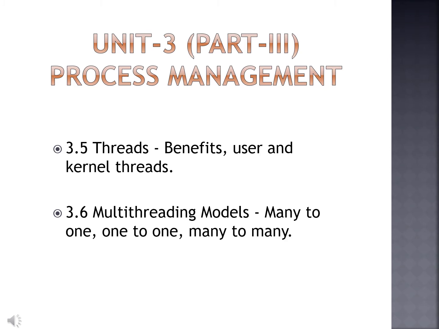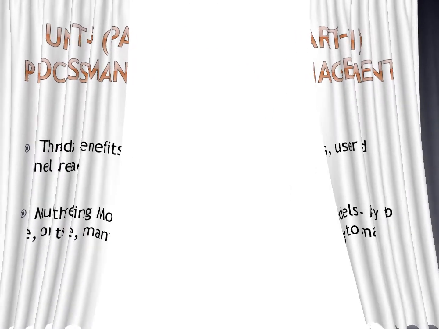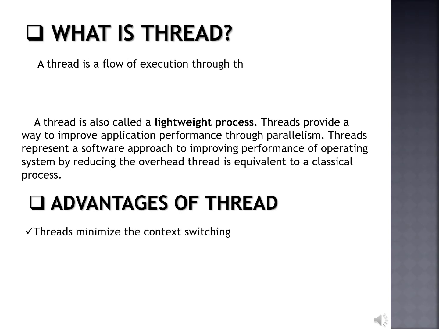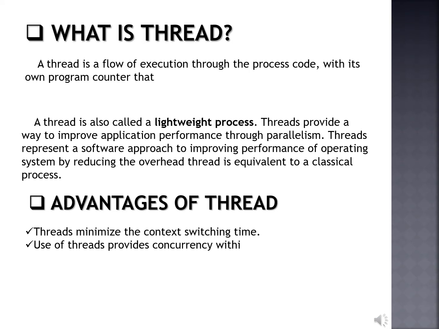From Unit 3, which is process management, we are going to discuss here what threads are, the benefits of threads, and different types of threads like user level thread and kernel level thread, and different types of multi-threading models. Now, here is the first important question: what is a thread?